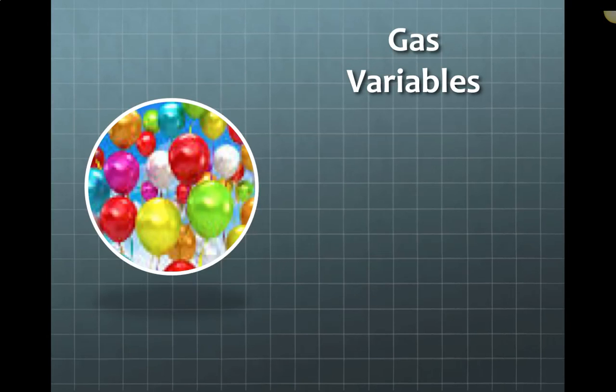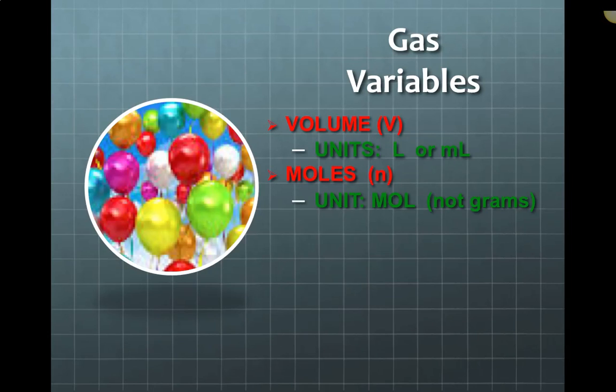Four variables that we've looked at so far. The first is volume. We're going to measure that in liters or milliliters. We have moles, or number of particles. The unit is the mole. Just a reminder that you cannot plug in grams for moles, so you have to rely on your expertise of using the periodic table to convert those grams to moles.